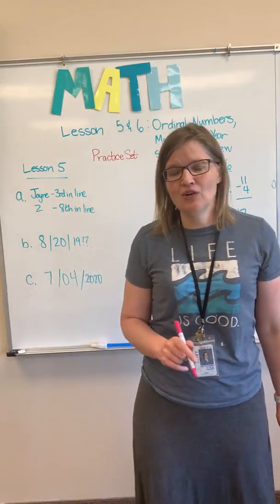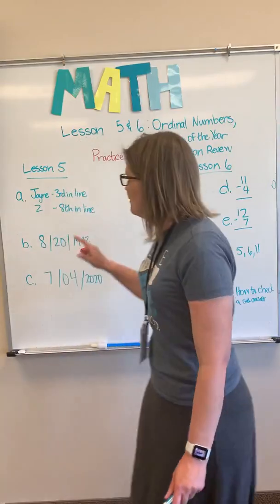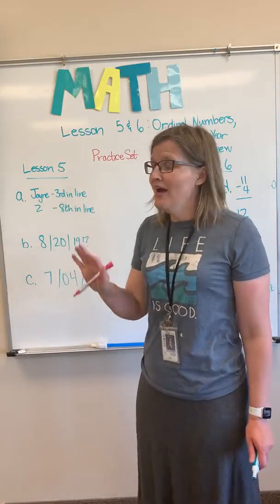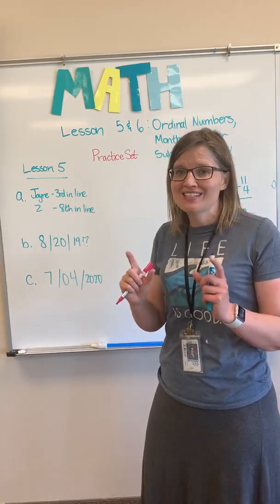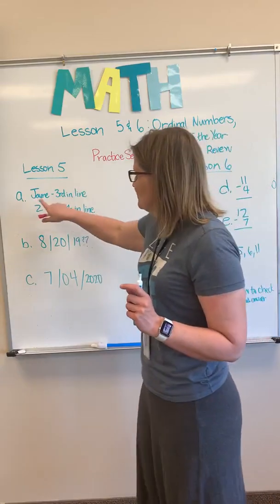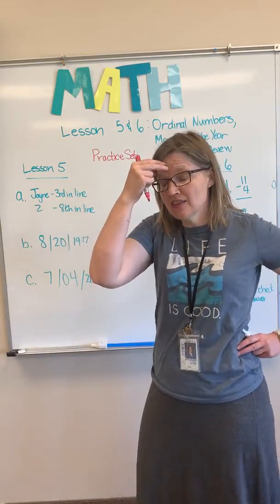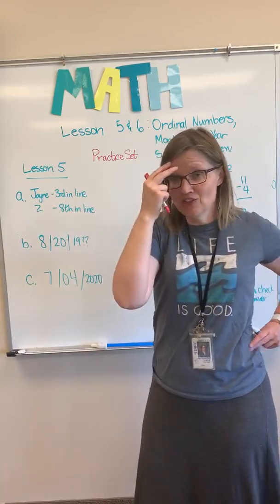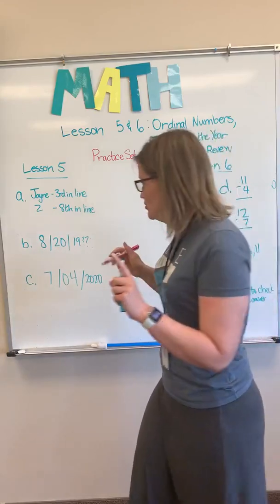Our first thing on the practice set is they share an example of Jane is third in line and Z is eighth in line. And they ask how many people are in between Jane and Z. My initial thought is that there are 5 people, but we're going to draw it out just to be sure.